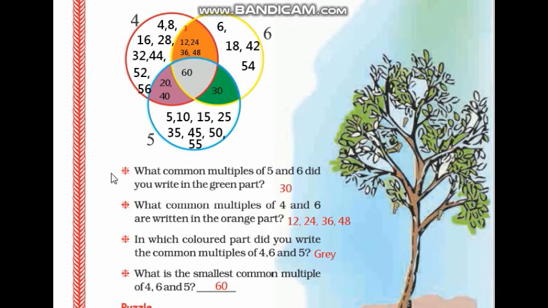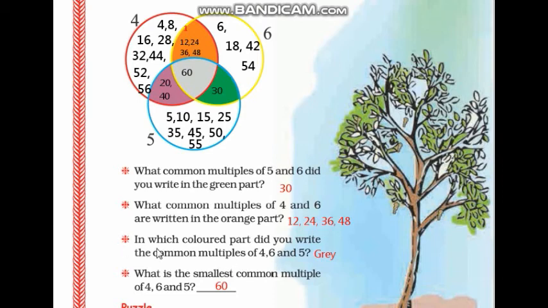So let us answer the questions given below. What common multiples of 5 and 6 did you write in the green part? We have written 30. So the answer is 30. Second, what common multiples of 4 and 6 are written in the orange part? Here we have written 12, 24, 36 and 48. This is the answer of the second question.